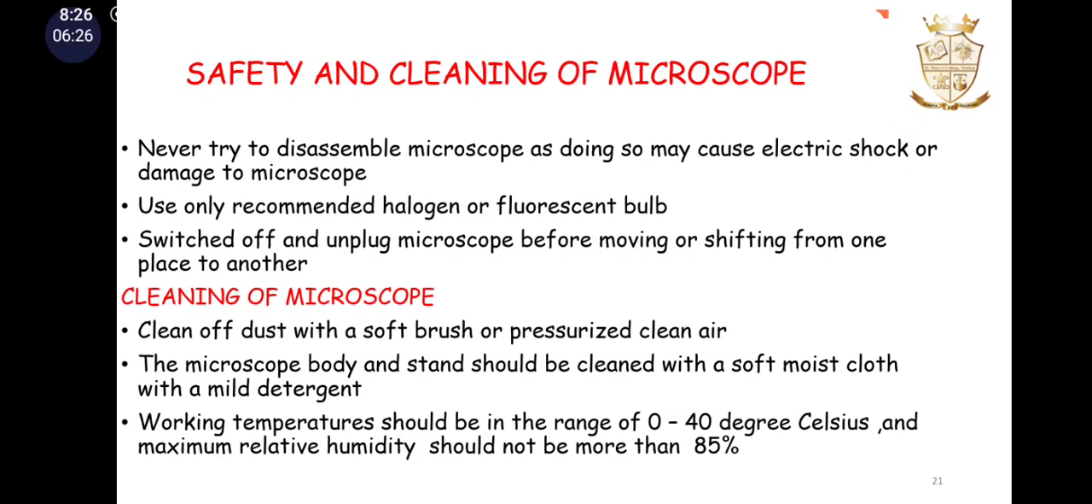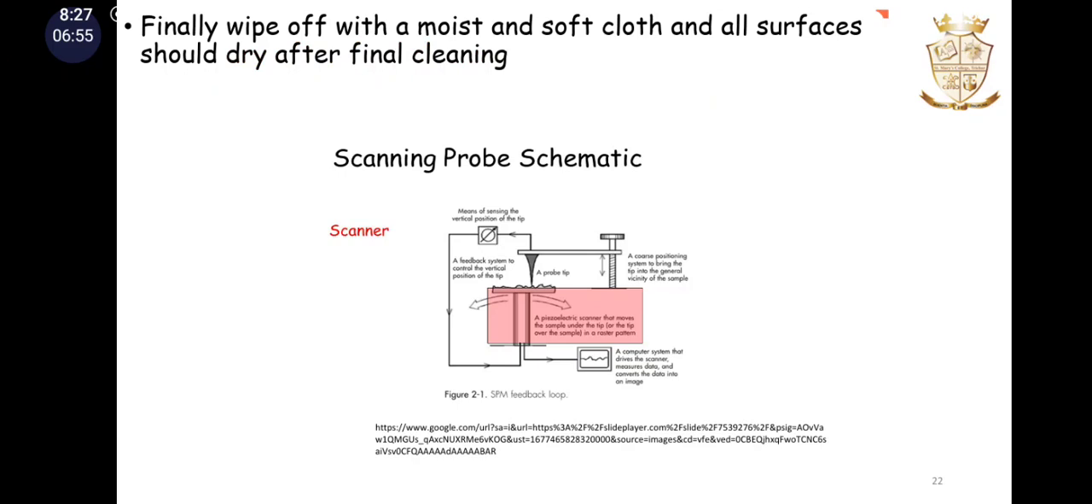Safety and cleaning of the microscope. Never try to disassemble the microscope, as doing so may cause electric shock or damage to the microscope. Use only the recommended halogen or fluorescent bulb. For cleaning the microscope, clean off dust with a soft brush or pressurized clean air, and the microscope body and stand should be cleaned with a soft moist cloth with a mild detergent. Working temperature should be in the range of 0 to 40 degrees Celsius, and maximum relative humidity should not be more than 85%. And finally, wipe off with a moist and soft cloth, and all surfaces should dry after final cleaning.